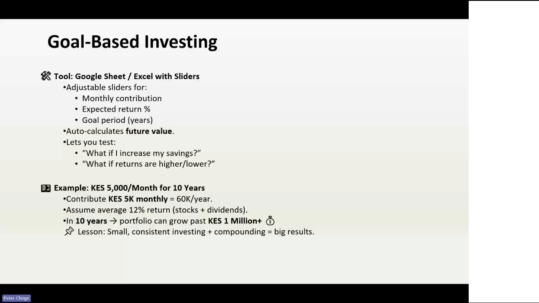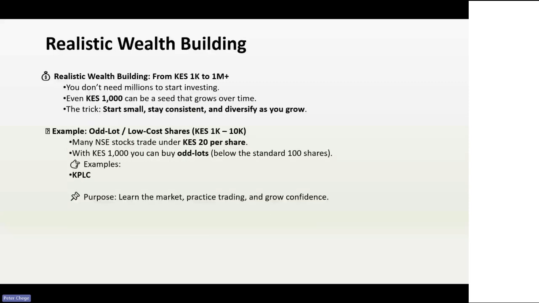So the lesson you learn here is start small, be consistent in investing and compounding. You get good results. Don't eat that dividend. Even if it is small, just reinvest it. It will help you build your wealth. Then how do you build realistic wealth? You can start even with 1,000 to create a 1 million portfolio. You only need to be consistent.